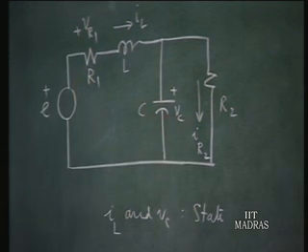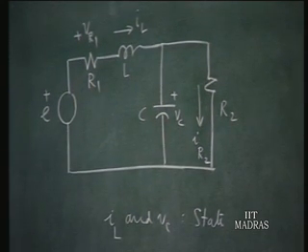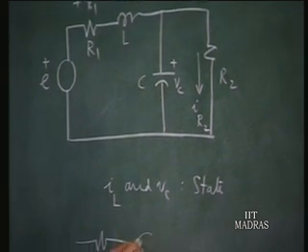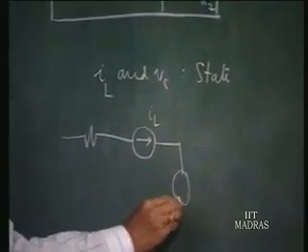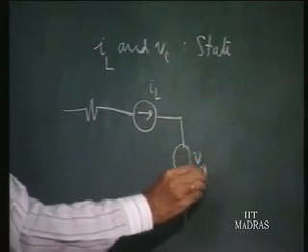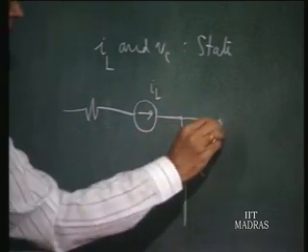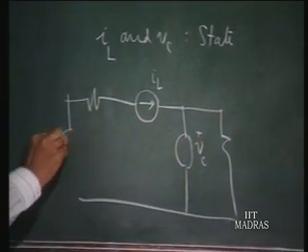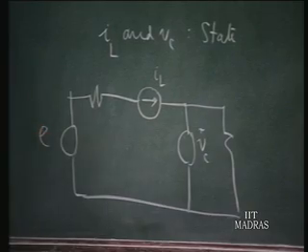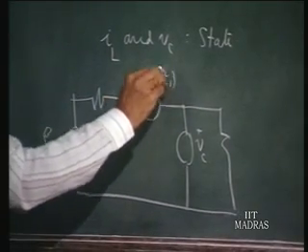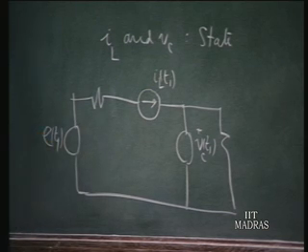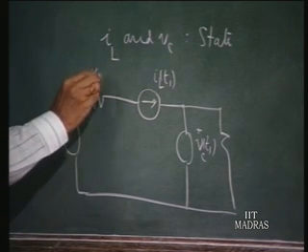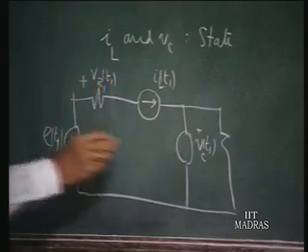Secondly, suppose you know IL and VC at any particular point of time, you can calculate VR1 and IR2 in a purely algebraic way without having any calculus, because if you know the value of IL here, I can replace this by a current source of value IL, and then the capacitor voltage is VC, therefore, I can have a voltage source VC here, and this is E. So, if all these values are known at a particular point of time t1, we can find E at t1, then VR1 at t1 and IR2 at t1.